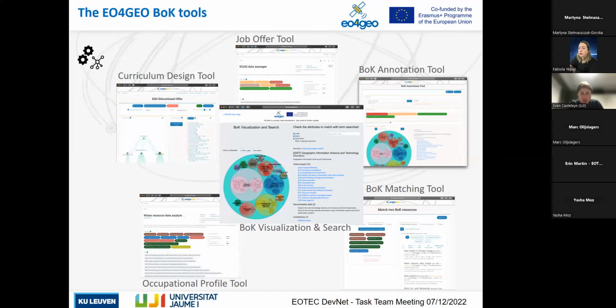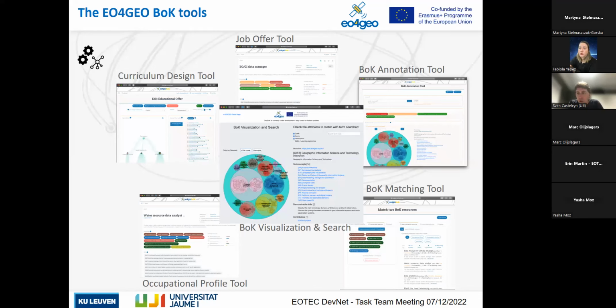Then we have the job offer tool that allows you to create job offers based on an occupational profile. And of course, you can add specific things for the job offer, such as, for example, transversal skills. Then we have a tool that is the curriculum design tool aimed towards educational use. And there we can define, again, using the knowledge and the relationship from the body of knowledge, an academic curriculum at any level of granularity. So we can even define a single lecture, for example.